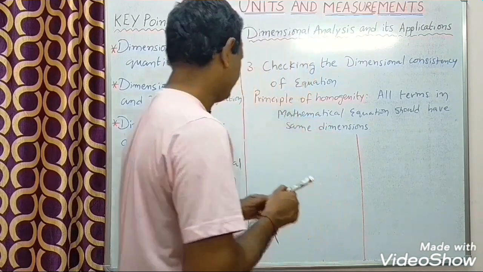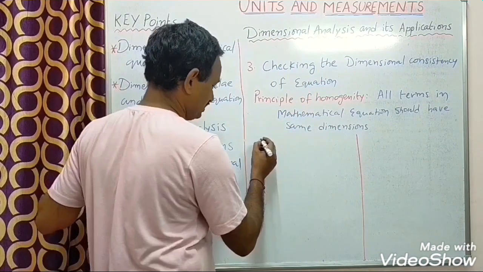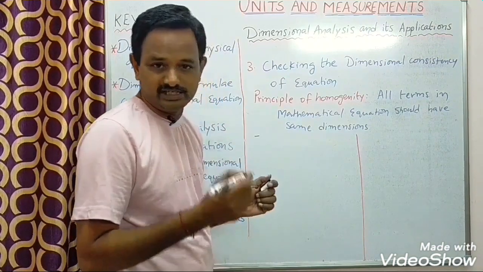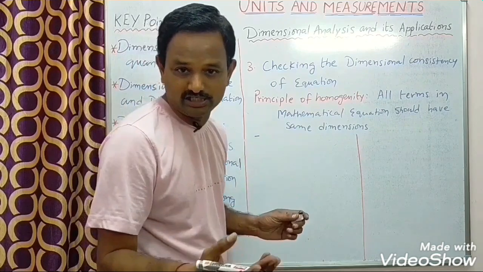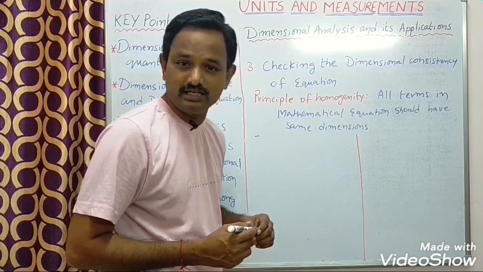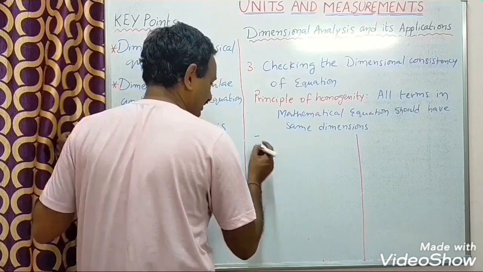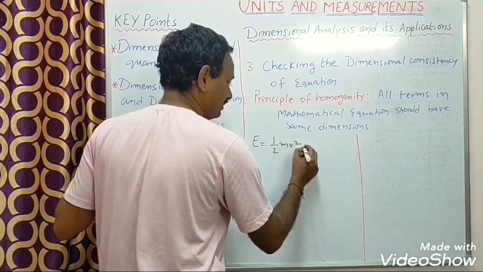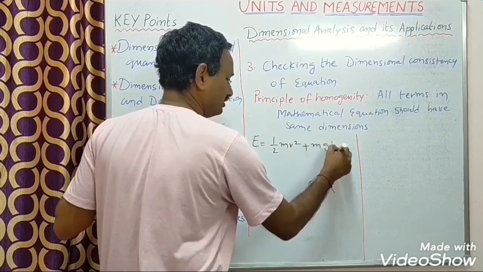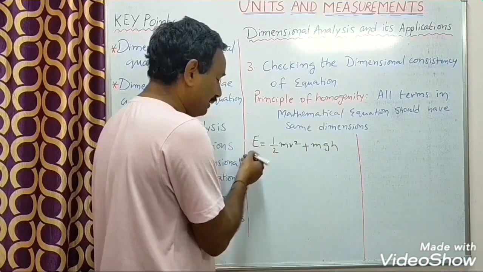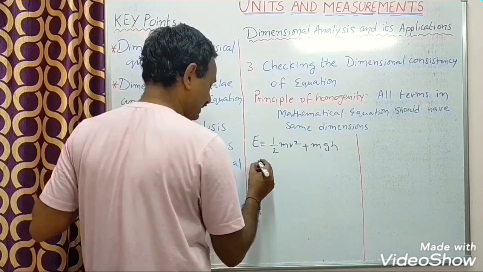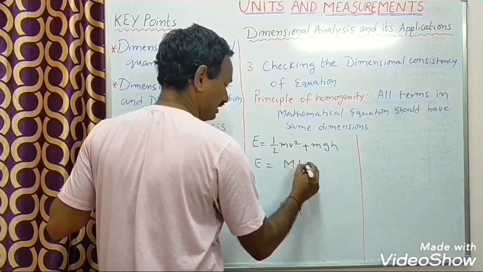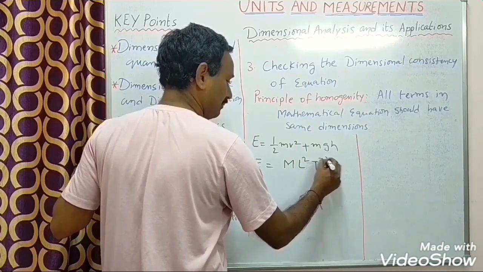Look here. Suppose I take an example. You know that total energy is equal to the sum of the kinetic and potential energy. Look here: E = 1/2 mv^2 + mgh. See, the dimensions for E are ML^2T^-2.